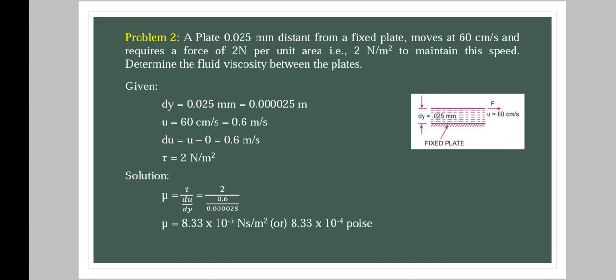By solving this, we will get the mu value as 8.33 into 10 power minus 5 Newton second per meter square. So convert it into poise. We will get 8.33 into 10 power minus 4 poise.